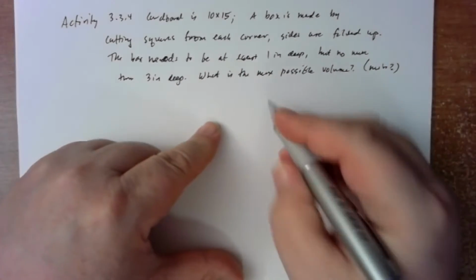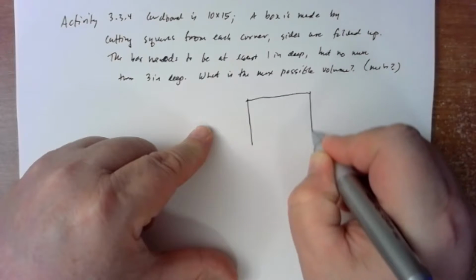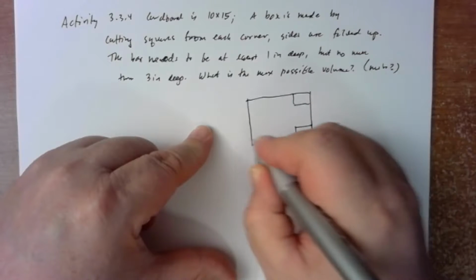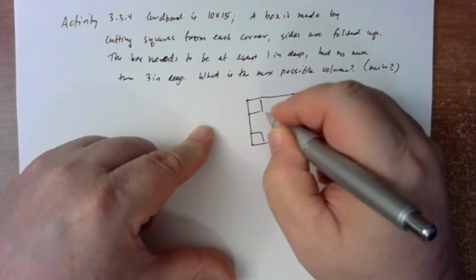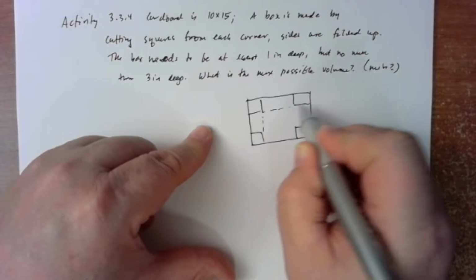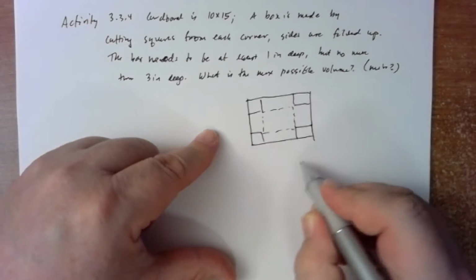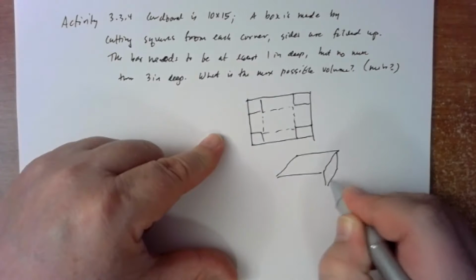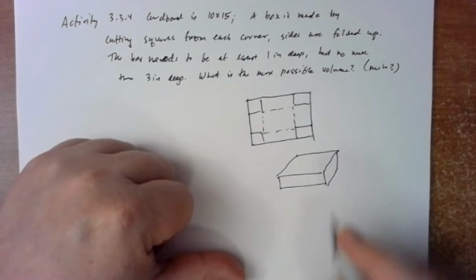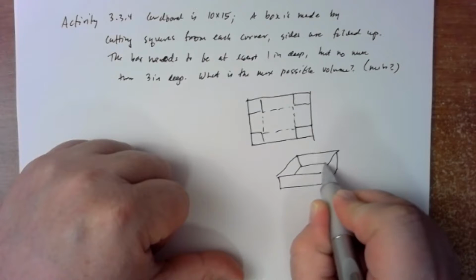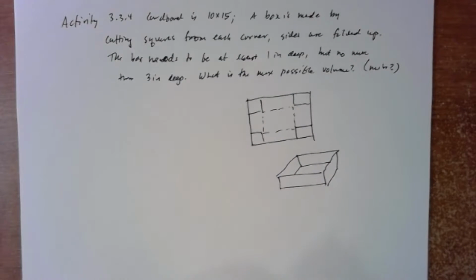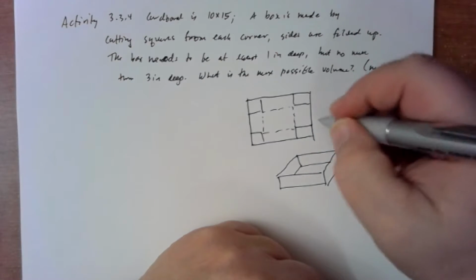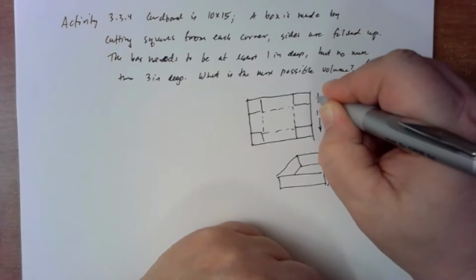So how is the box actually made? So here's the box. We cut a square from each corner, and then these are the edges that you're going to fold up. By folding it up, you end up with a box like this. You can see on the inside. Good. So we're starting with a piece of cardboard that's 10 by 15, so let's make this side 10, and this side 15.